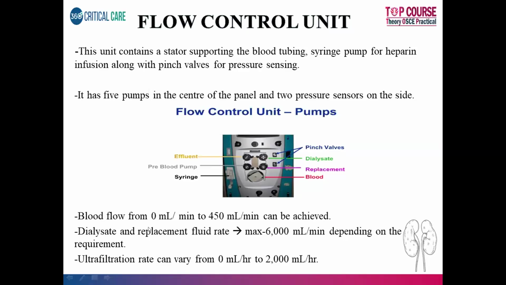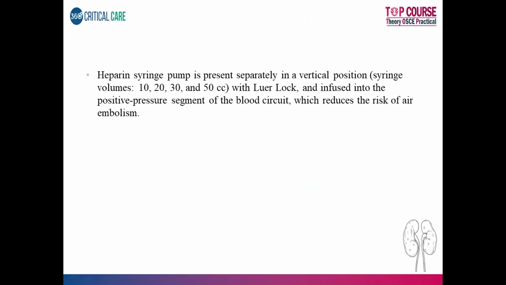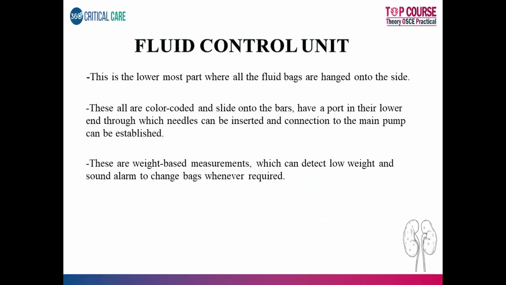And coming to the dialysate and the replacement fluids, a maximum of around 6 liters per hour can be given. And coming to the ultrafiltration, it can vary from 0 to 2 liters per hour also. Now, as I told, there is one heparin syringe pump, which is present separately in the vertical position with a lower lock and infused into the positive pressure segment of the blood circuit so that it reduces the risk of air embolism in these patients. This is about the flow control unit.